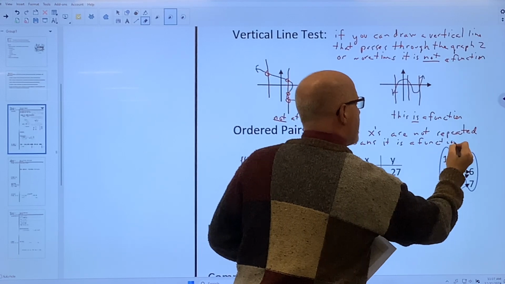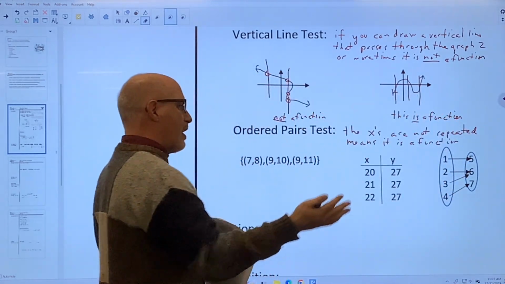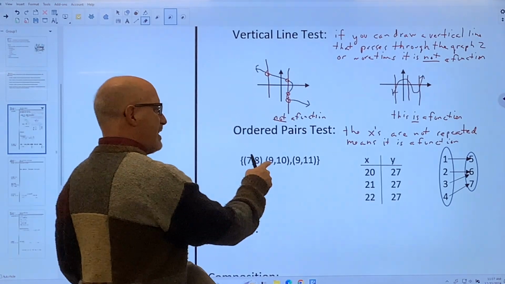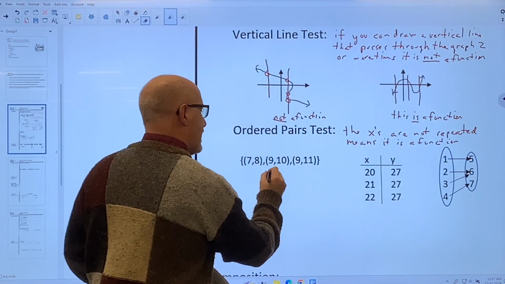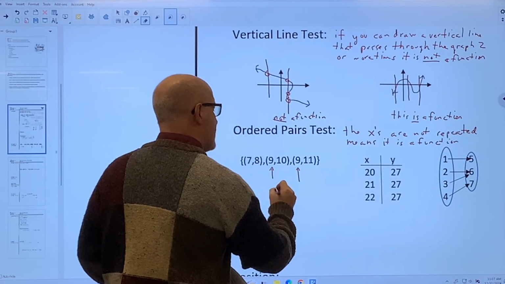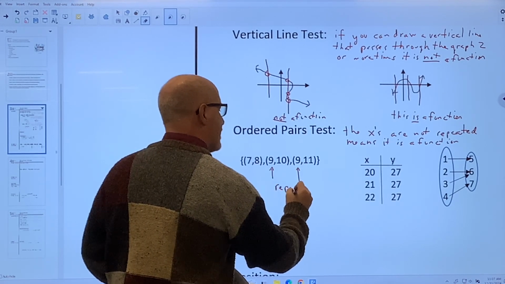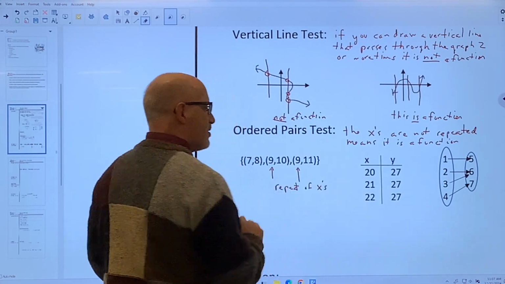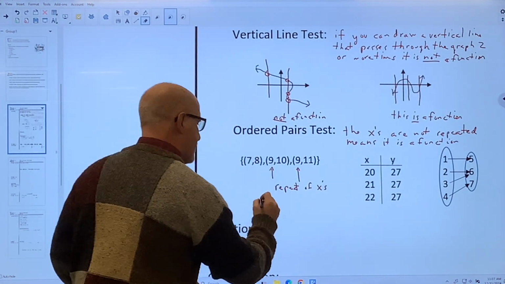So in this ordered pair, that would mean the inputs are not repeated to pair with a different output. So here, notice that these 9s, these are the inputs here. So this 9 here, this is a repeat of the x's. So when there's a repeat of the x's, it's not a function.